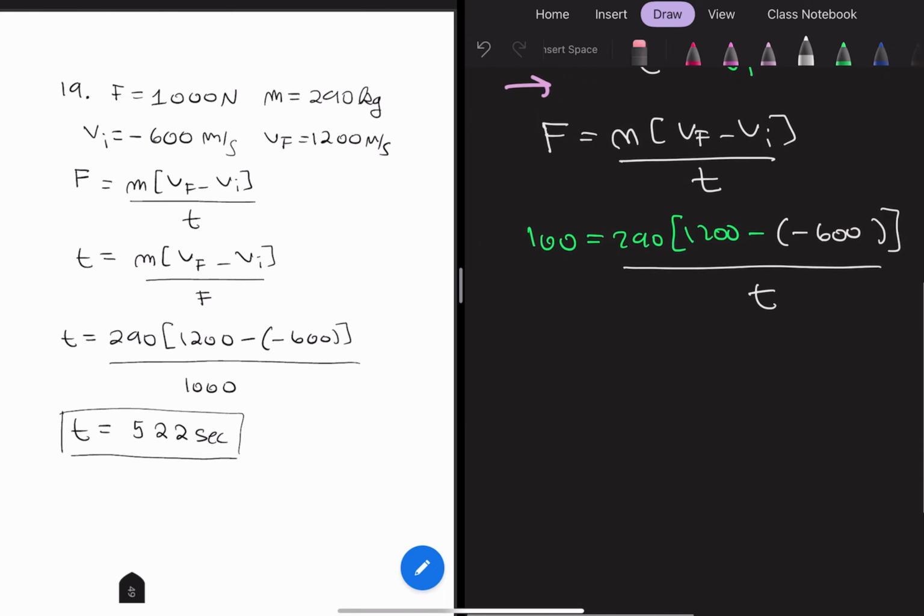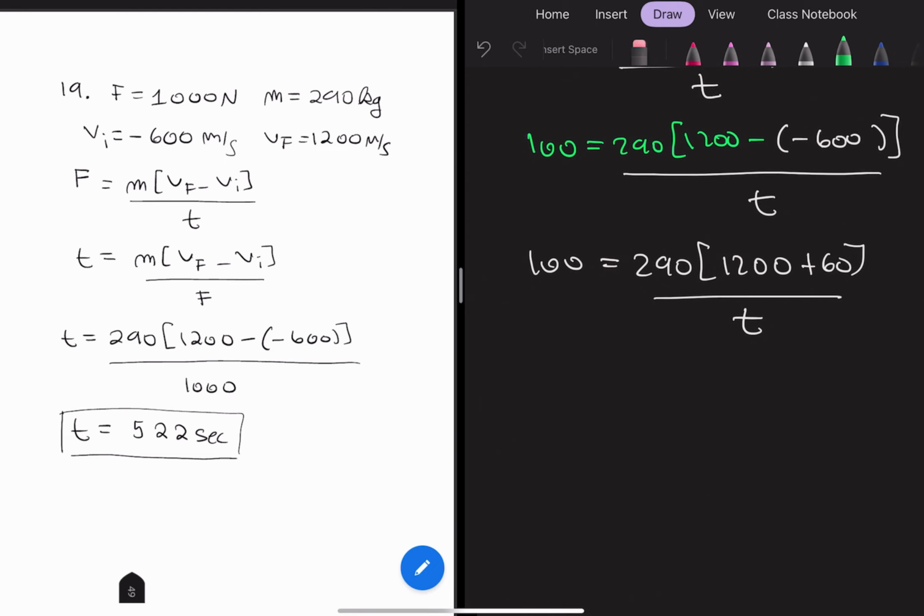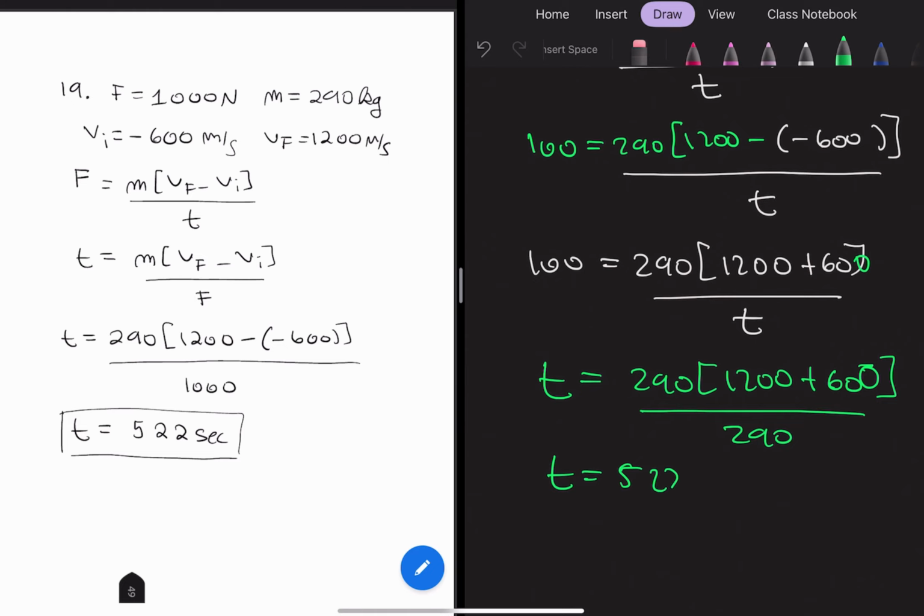So if you clean this up some, this is going to be 1,000 equals 290 multiplied by 1,200 plus 600 divided by t. And to solve for t, just cross multiply. So t is going to be 290 multiplied by 1,200 plus 600, divided by 1,000, and that should give you around 522 seconds.